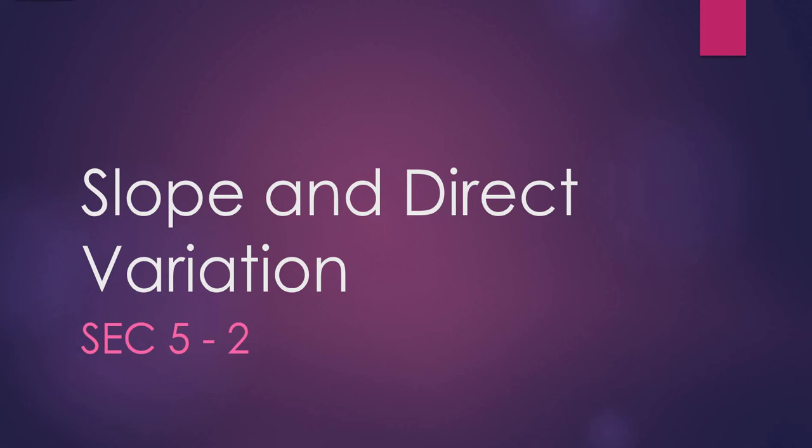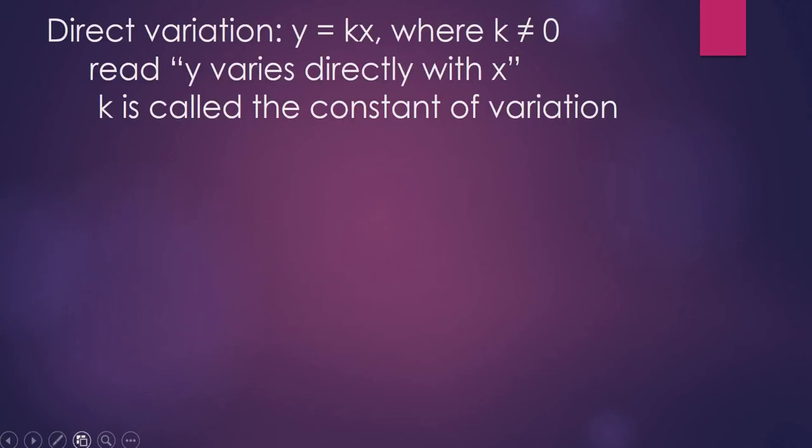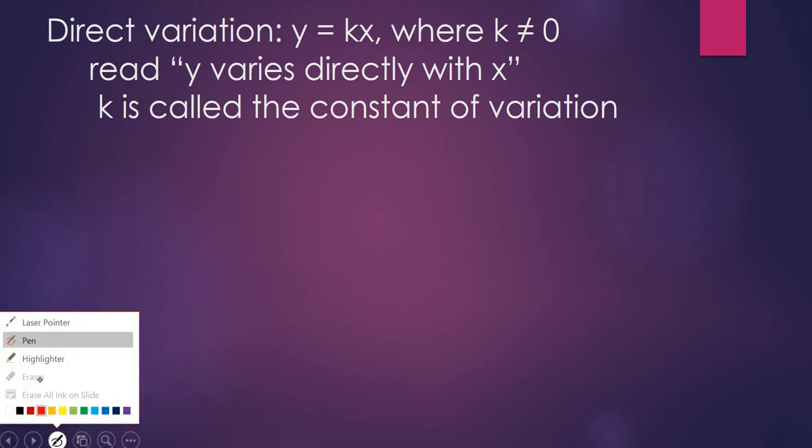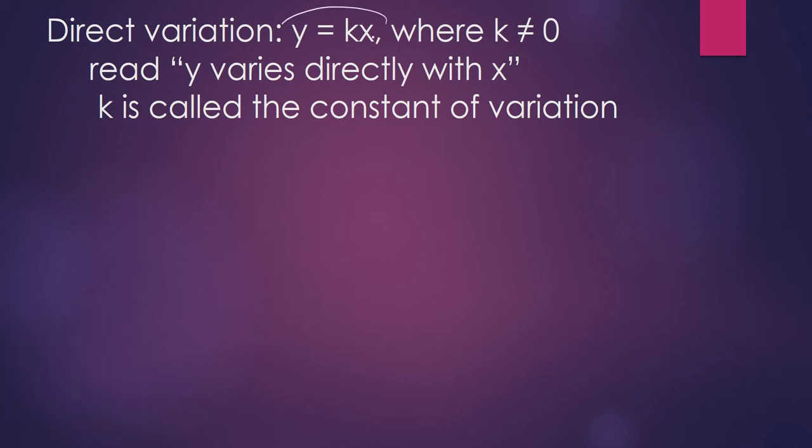Section 5.2, we're going to look at slope and something called direct variation. So direct variation is an equation in the form of y equals kx, where k cannot equal 0. And we read this as y varies directly with x. And k in the equation is called our constant of variation. So you need to know these terms and know how we say this. Y varies directly with x.